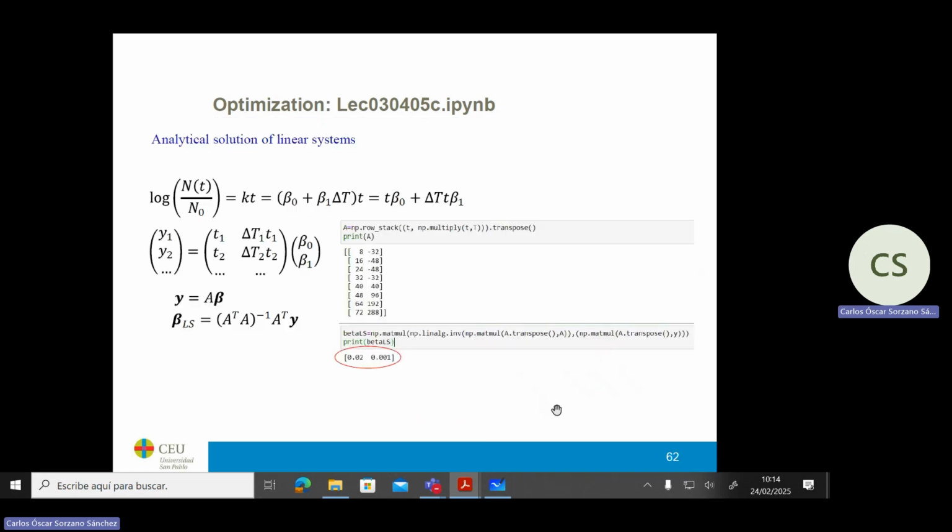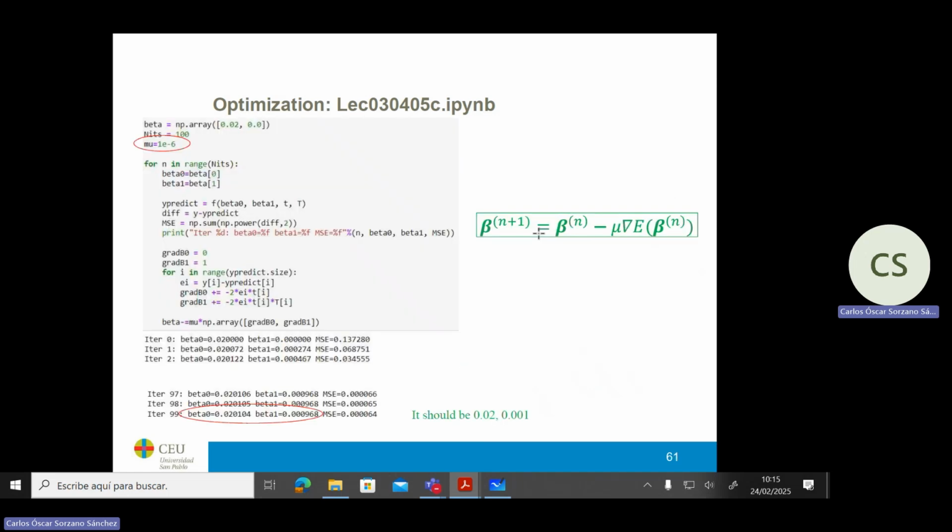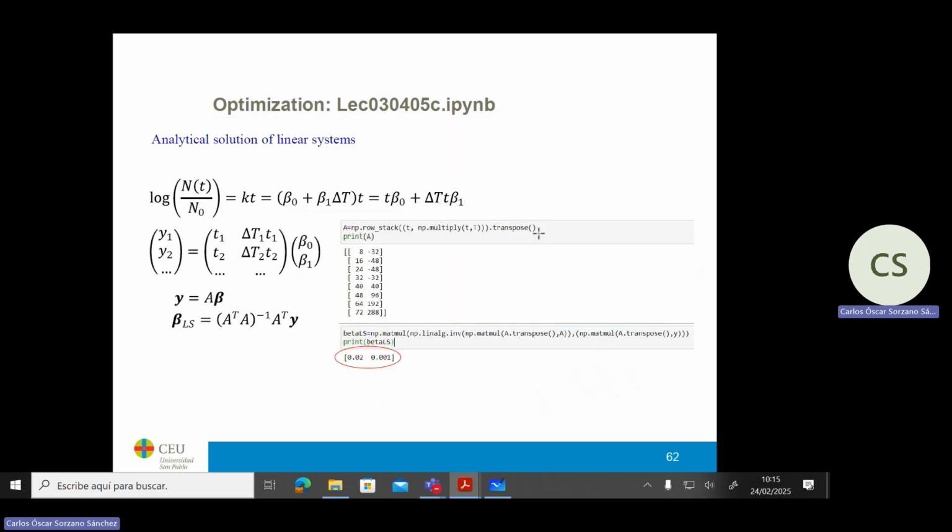Okay, then for some systems, there might be an analytical result. An analytical result means you don't have to iterate. Here we had to explore all possible combinations. Here we started somewhere and then followed the gradient descent. But all these methods were iterative in some way. We can have the result directly.